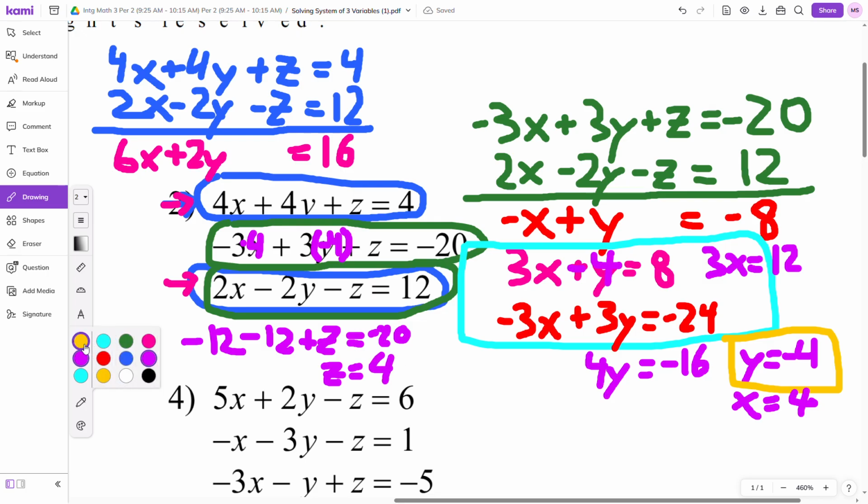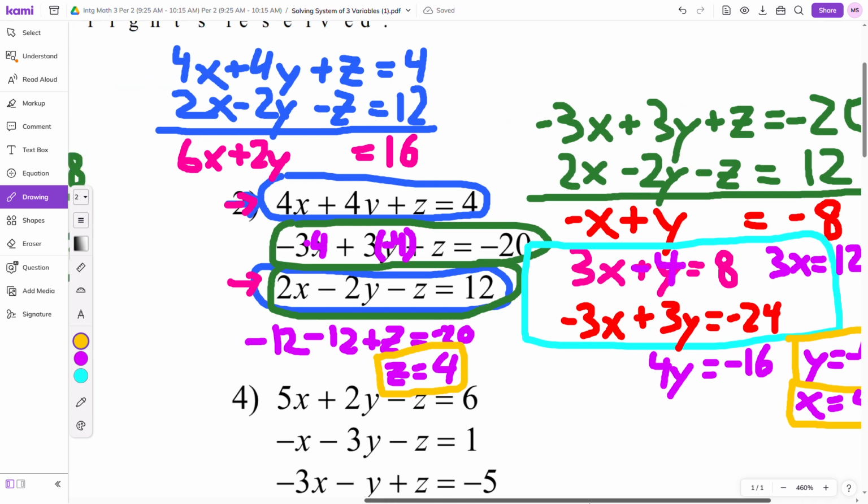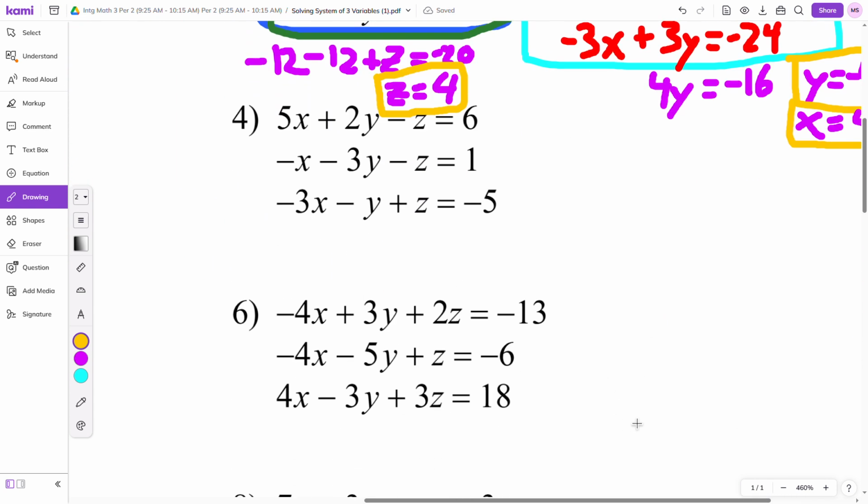Okay, so can you see that once we have one variable solved, we're actually pretty much done. It's just a matter of plugging stuff back in and finding the other one. So I could keep going here, but I think that's good enough for now. Feel free to try some more problems.